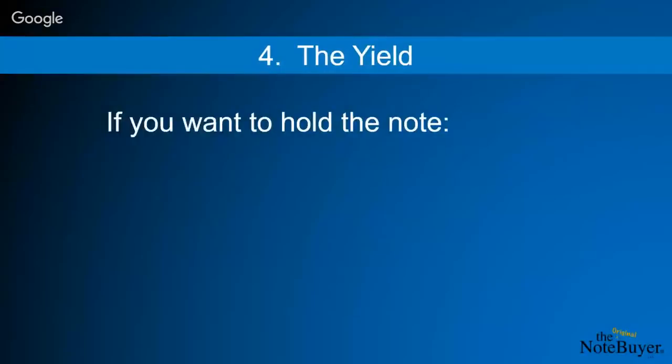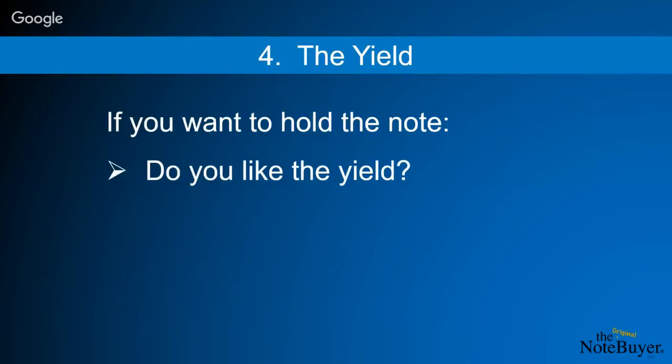So now we are ready to move on to the next thing. We've talked about collateral. We've talked about the note itself, the payor. The next thing we're looking at is the yield. If you want to hold the note, then you have to ask yourself, do you like the yield that you're going to get? And what determines the yield?